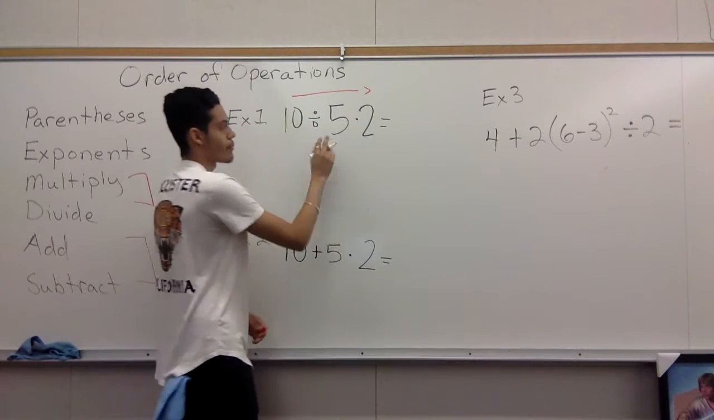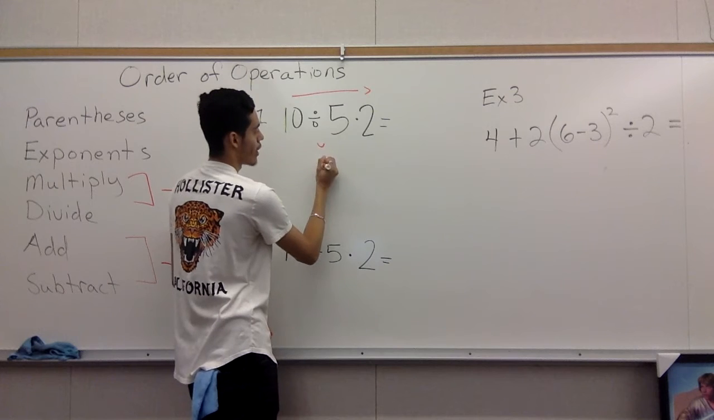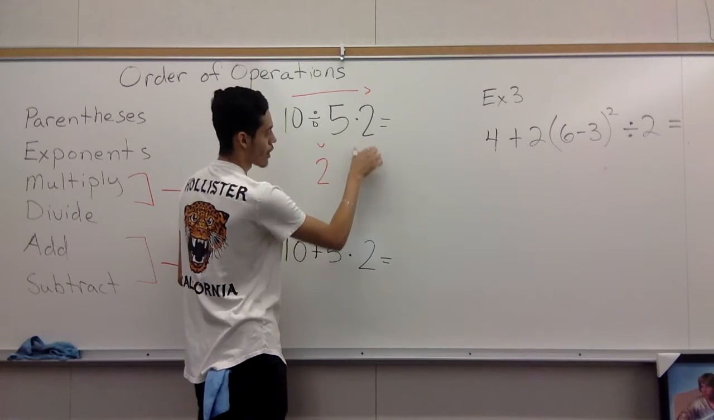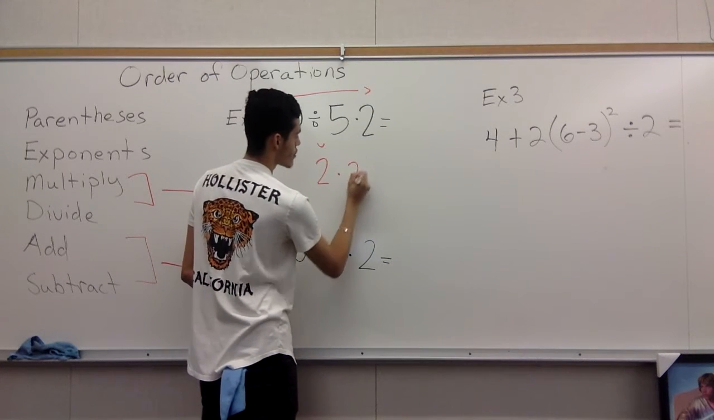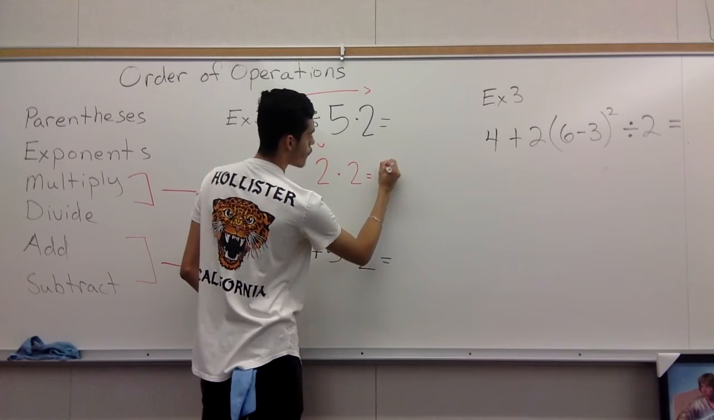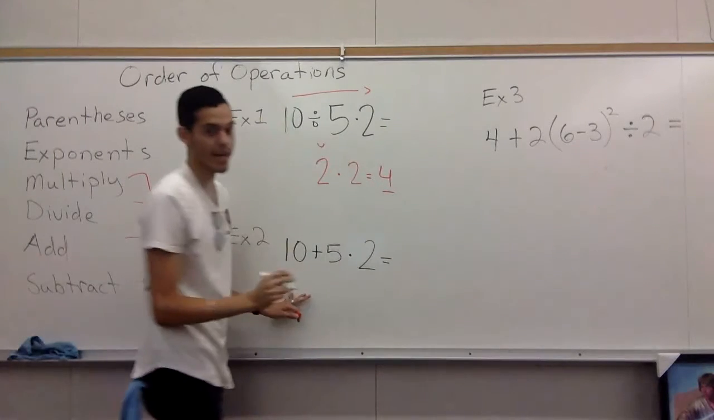Right here, you have 10 divided by 5. You do this first, and you end up with 2. You write the rest of the problem. You have 2 times 2, and you get the answer of 4. That is going to be your answer.